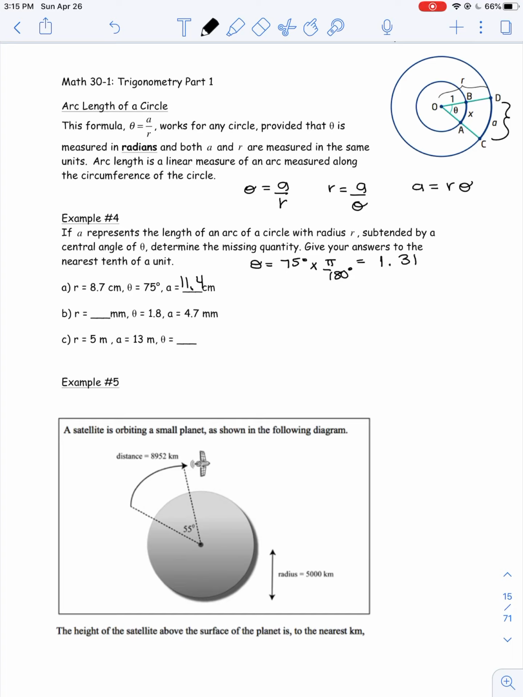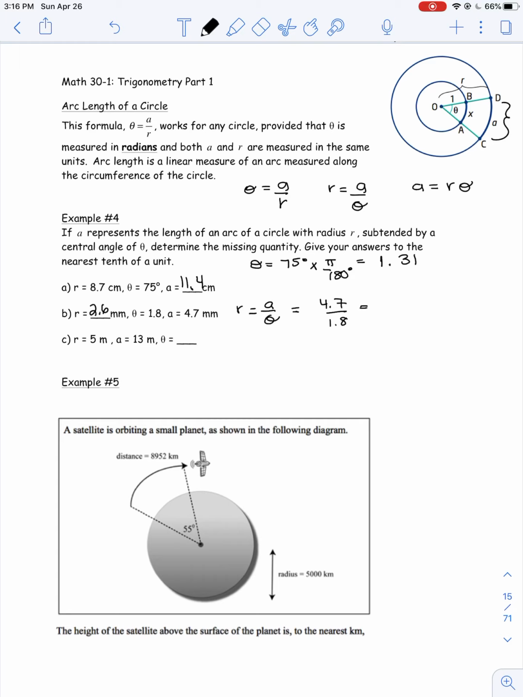Now B is already done for us, meaning it's already in radians because you don't see that degree symbol. So in order to calculate our R value, it's just about taking A and dividing it by our theta value. A is 4.7 and we're dividing it by 1.8. So that's an easier step here. And you should get 2.6 to the nearest tenth.